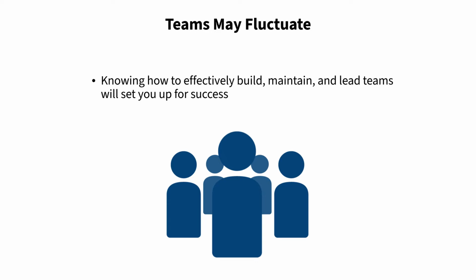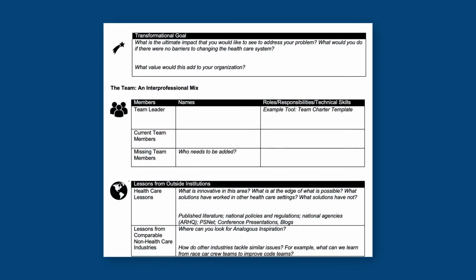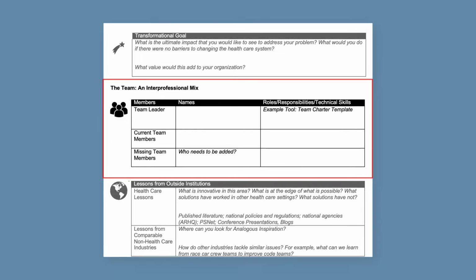Let's start by talking about how an LHI tool can help us identify potential team members. As you can see in this section of the LHI template, building interprofessional teams can help you map out who is currently on your team, clarify team members' roles and responsibilities, and identify who may be missing from your team.